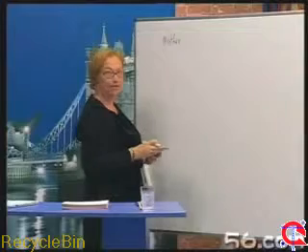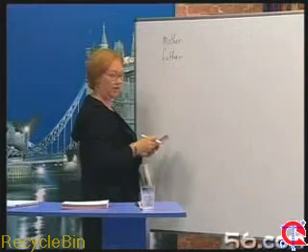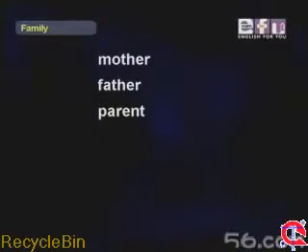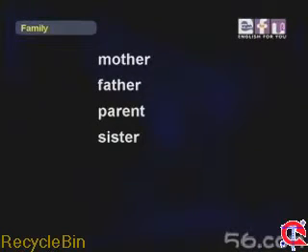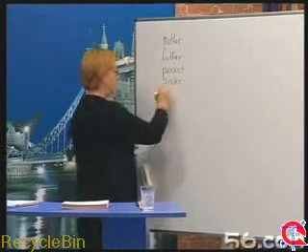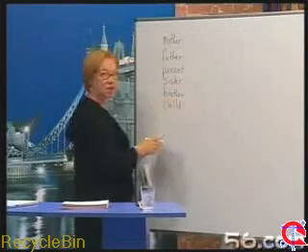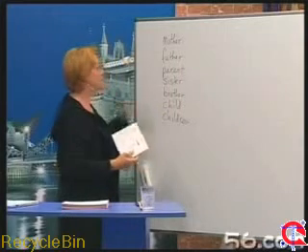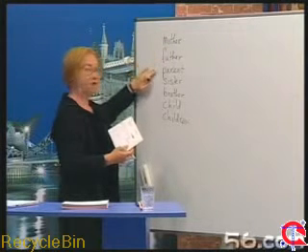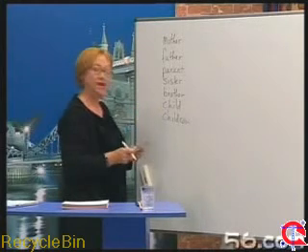Mother, father, parent, sister, brother, child, children. So we have mother, father, parent, sister, brother, child, children. Here's another group.